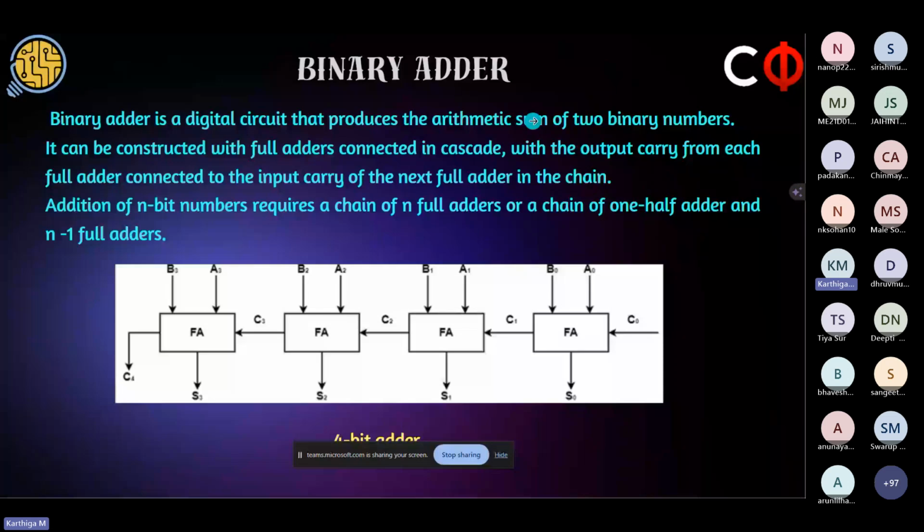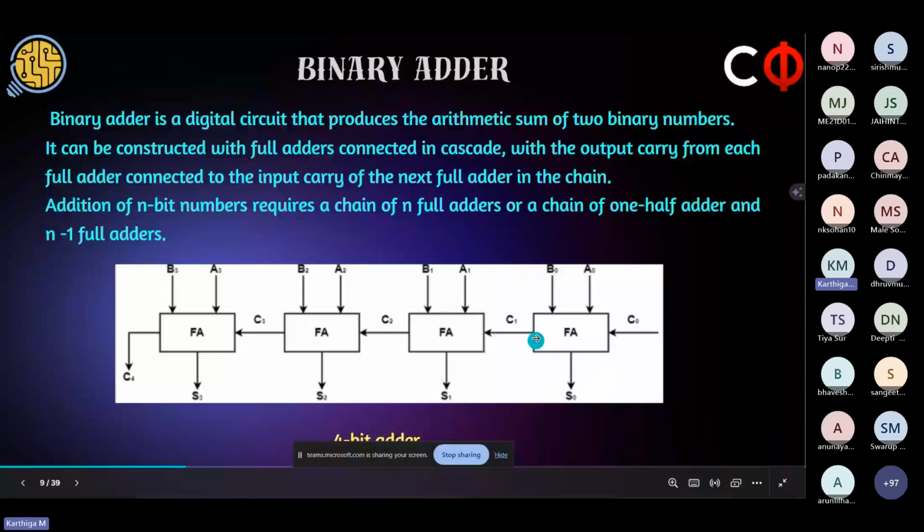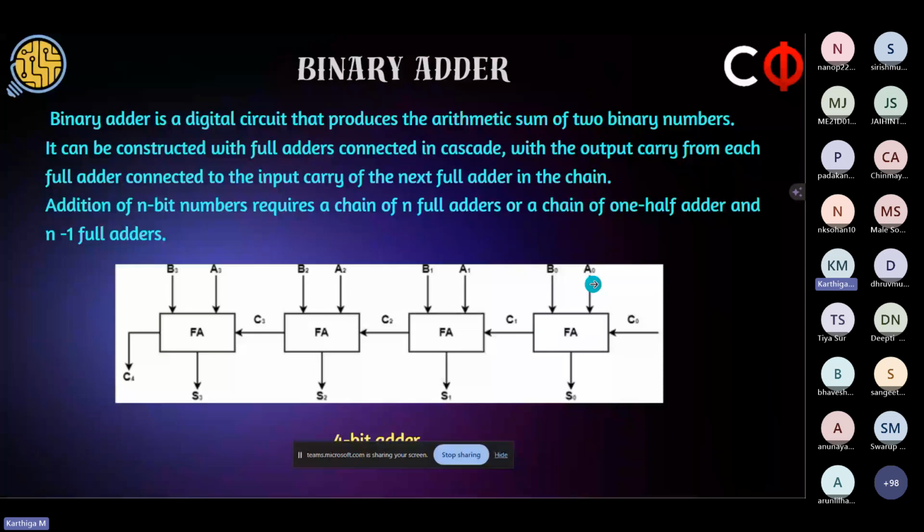So what we do is, to add two n-bit binary numbers, we put many full adders in a cascade. Cascade in the sense one after the other in a series way. So let's take the full adder. The first full adder takes in its inputs as the first bit of the first binary number and the first bit of the second binary number.